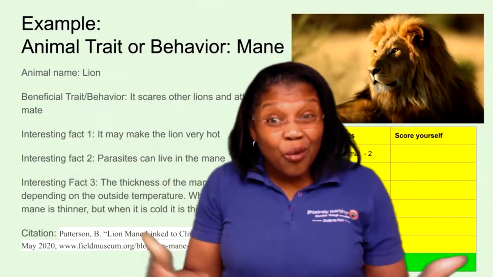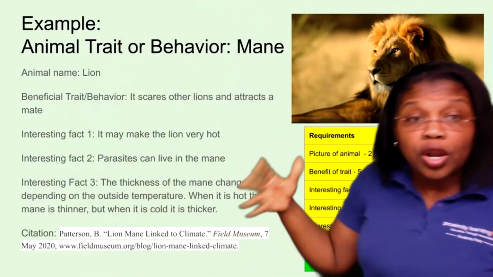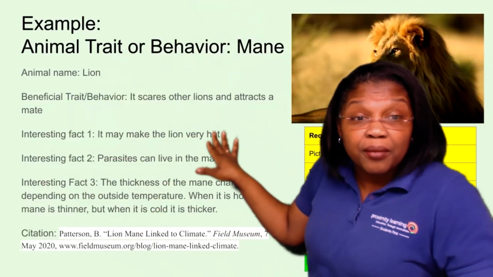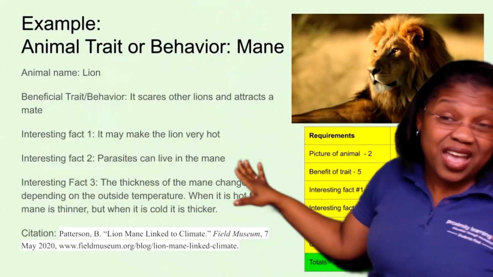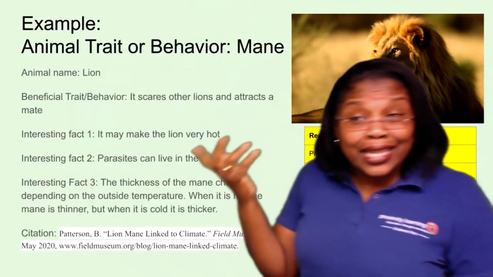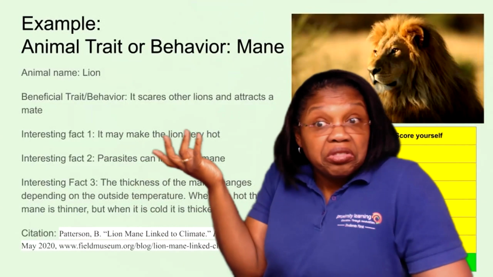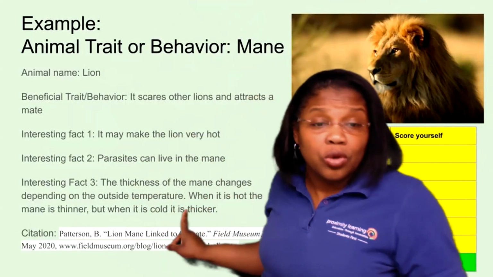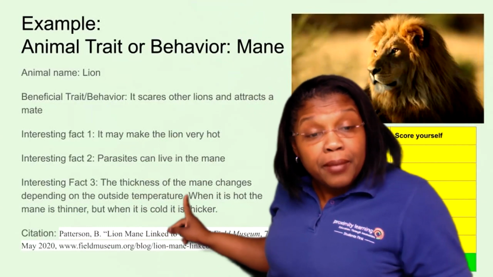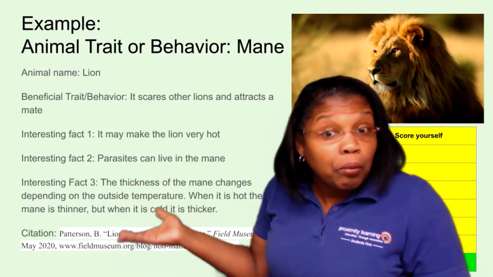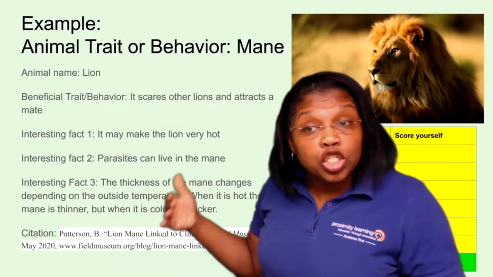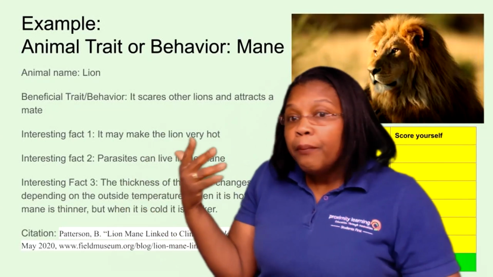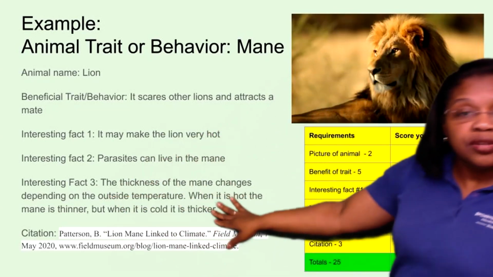3 interesting facts. Now, when I was reading up on this, I didn't realize this, never really thought about it, but it can be really hot. It's very hot for them. Parasites can live in manes, which now that I think about it, does seem very logical. I just never really thought about it. So I read it, I was like, oh, that's interesting. This one really blew my mind. It's something I never thought about, is that the thickness of the mane actually changes depending on the temperature. So when it's hotter, it's thinner. When it's colder, it's thicker. It makes sense. Once I read it, I was like, oh, wow, that makes sense. But I never really thought about it. That's why I put it down as my interesting fact.